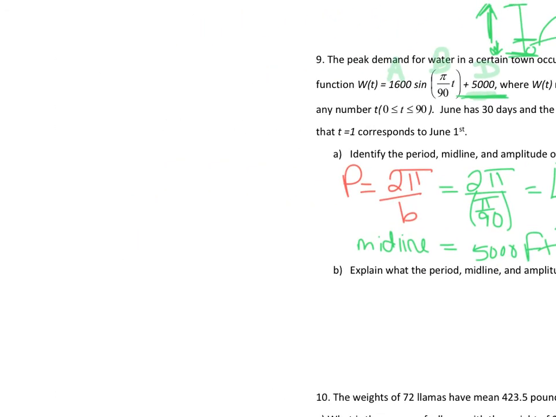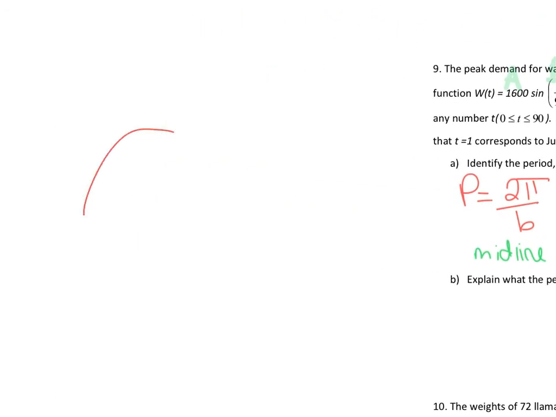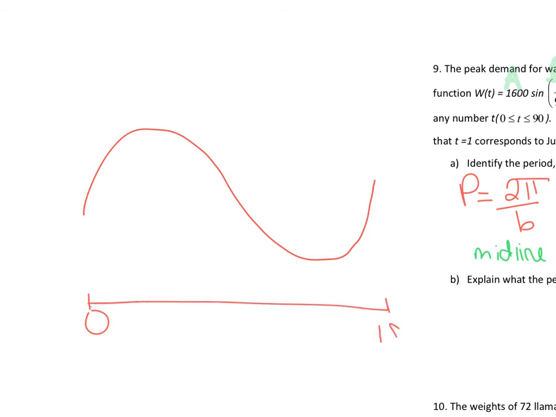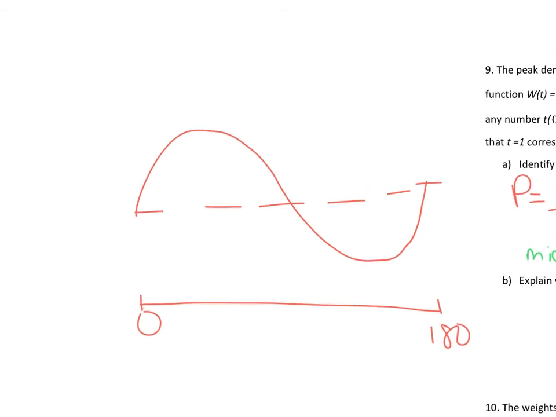So let me just make a little picture so you know what I'm talking about. So here's your sine curve if you were to graph it in your calculator. It would go from 0 to 180 to make one full curve. The midline is 5,000 cubic feet. And then to get the max, you would add 1,600. And to get the min, you would subtract 1,600 from the midline. Okay? So like I said, this would be 6,600. And then 5,000 minus 1,600 would be 4,400.